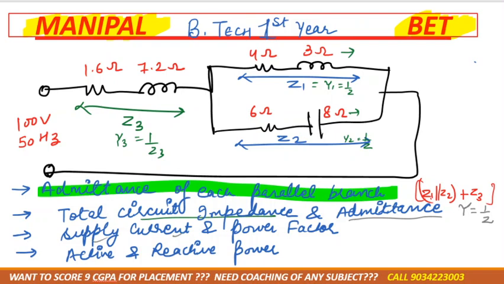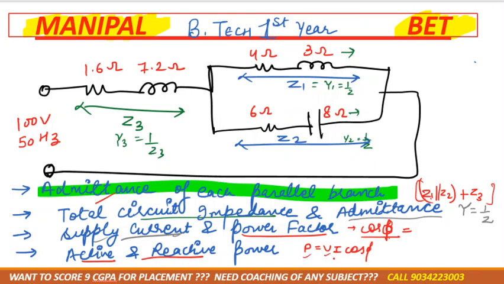Now you need to calculate supply current. Supply current I is equal to V by Z. Z we have calculated. Power factor is cos phi, and cos phi is how much? Phi is the angle of impedance, you will get it, then that would be phi only. Now similarly you need to calculate active power and reactive power. Active power formula is P is equal to VI cos phi. You already calculated VI cos phi. Similarly Q is equal to VI sin phi.